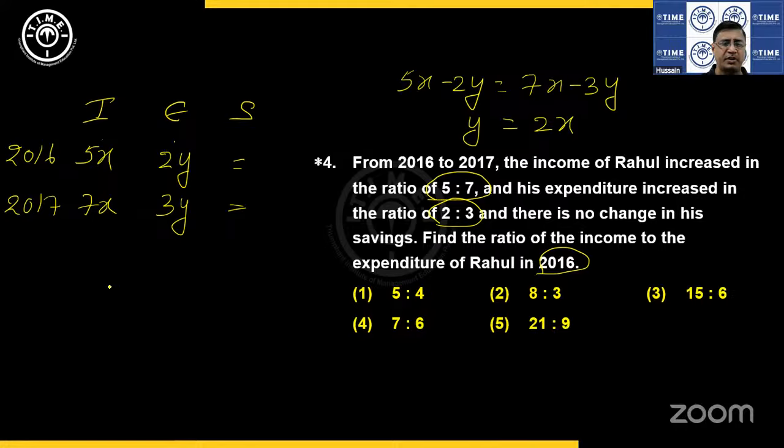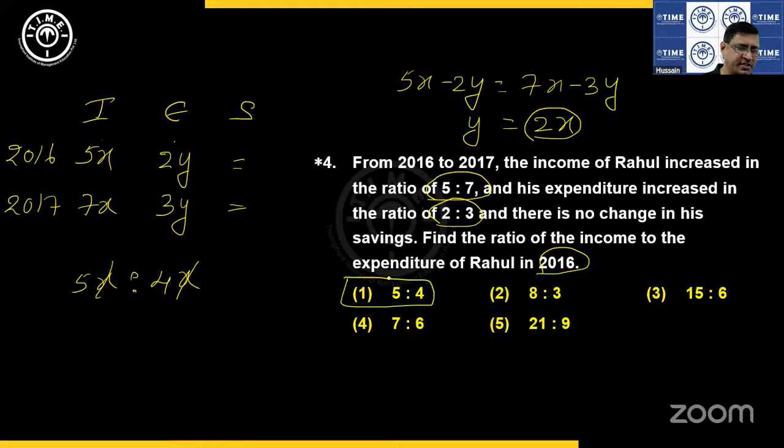In place of y, substitute 2x and find out the income to the expenditure of Rahul in 2016. Income to expenditure: 5x as it is, and 2y, where y is equal to 2x, so 2x into 2 is 4x. Simplify. x and x get cancelled. Now the result is option number 1. The first choice is the right answer. Yes, you are right, Sandra Vardhana B. 5:4 is the ratio of the income of Rahul to his expenditure in the year 2016.